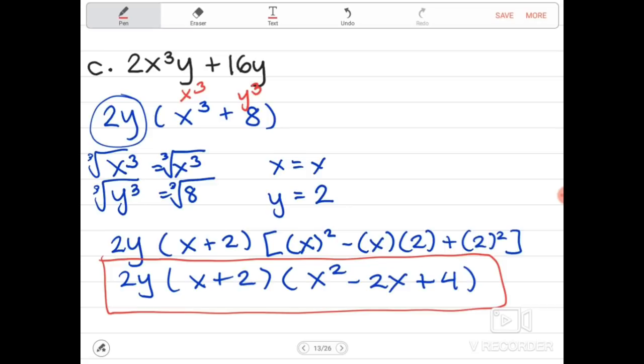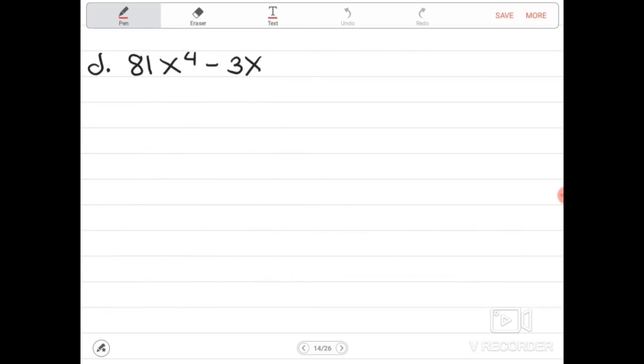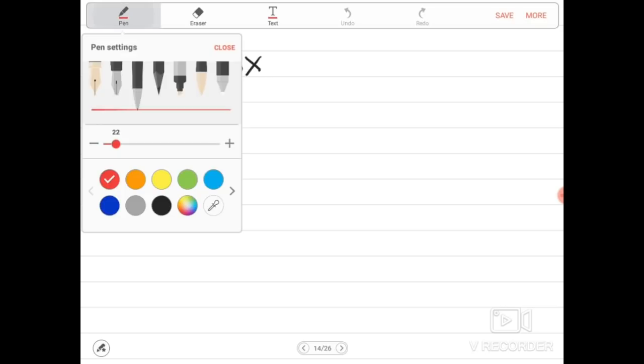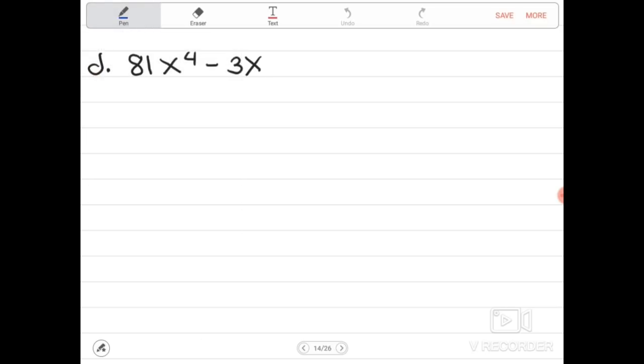Huwag kayong malilito. Next, letter D. Ayan, last problem natin. 81x raised to 4 minus 3x. 81 and 3, do they have common? Yes. Ano yung common nila? 3. Then x, so matitira dyan is 27x cubed minus 1. So, ang common monomial factor nila is 3x.